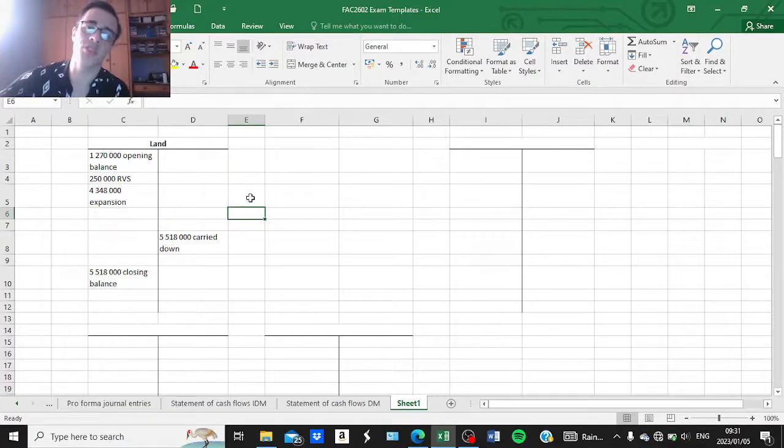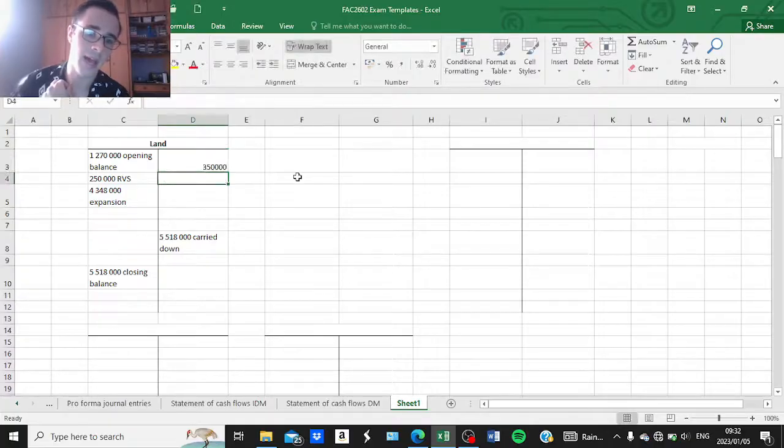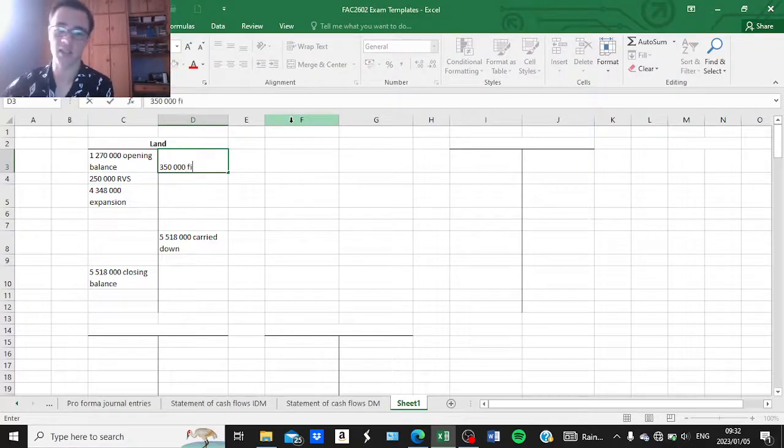All right, and we will show this disposal at fair value. This amount will be calculated by taking the opening balance of 1,270,000. We will add the revaluation surplus of 250,000, the additional land that was acquired for expansion purposes, and then we will subtract the closing balance that was also provided of 5,518,000, and this should give you 350,000. So 350,000 is the disposal of land at fair value.